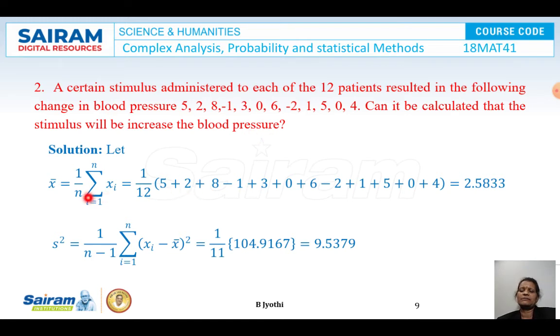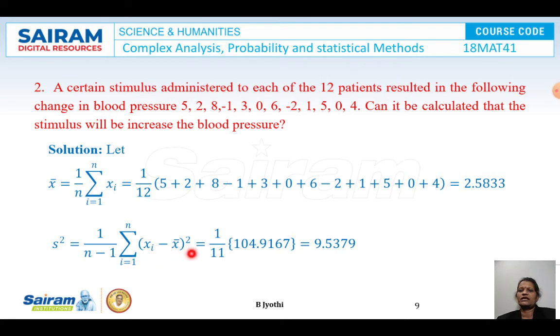So let x bar is equal to 1 by n into summation of xi, which is calculated as 1 by 12 into 5 plus 2 plus 8 minus 1 plus 3 plus 0 plus 6 minus 2 plus 1 plus 5 plus 0 plus 4, which gives us 2.5833.